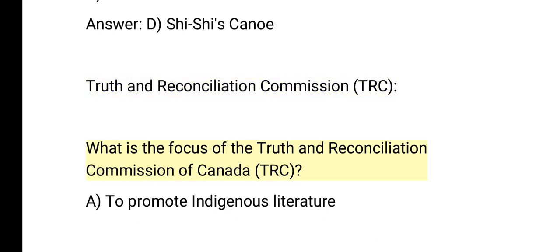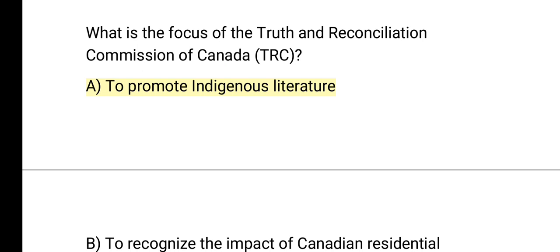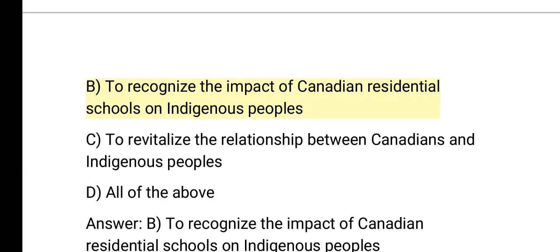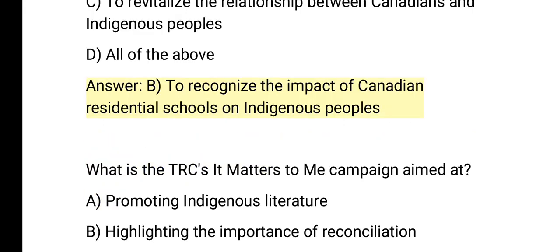Truth and Reconciliation Commission, TRC. What is the focus of the Truth and Reconciliation Commission of Canada, TRC? A. To promote Indigenous literature. B. To recognize the impact of Canadian residential schools on Indigenous peoples. C. To revitalize the relationship between Canadians and Indigenous peoples. D. All of the above. Answer: B. To recognize the impact of Canadian residential schools on Indigenous peoples.